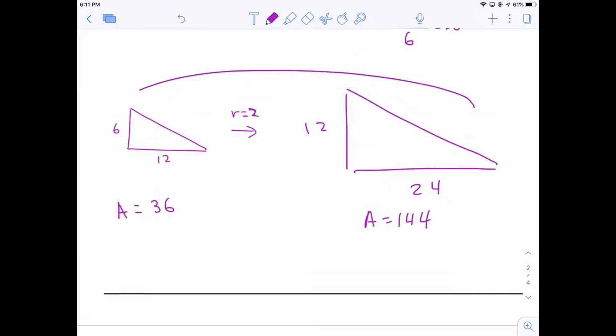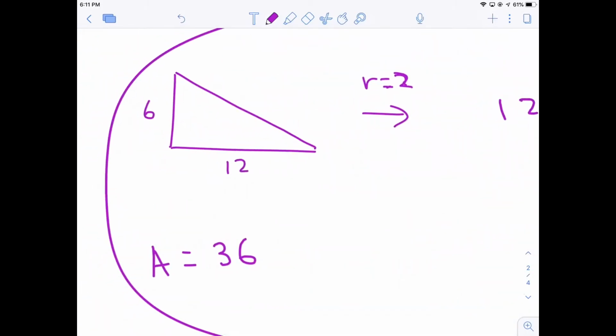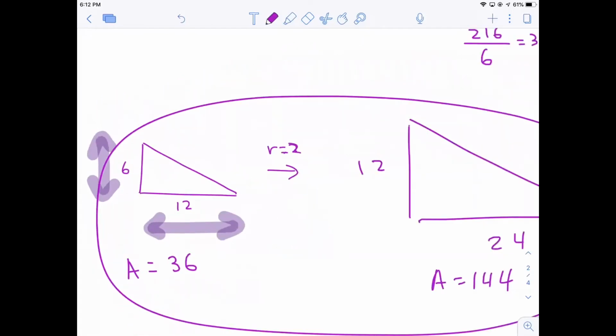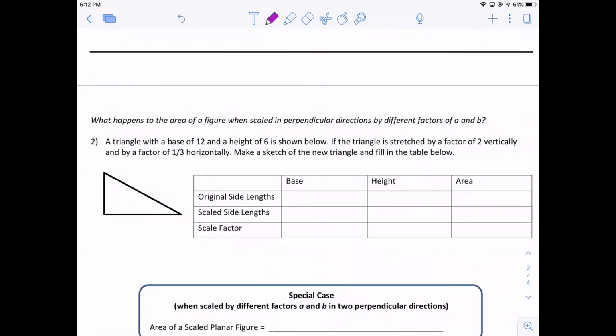All right, so these are similar figures. But what if I scaled in the horizontal direction by some scale factor, and I scaled in the vertical direction by another scale factor? So I am not creating a similar figure in this instance. So this is what we're talking about here.